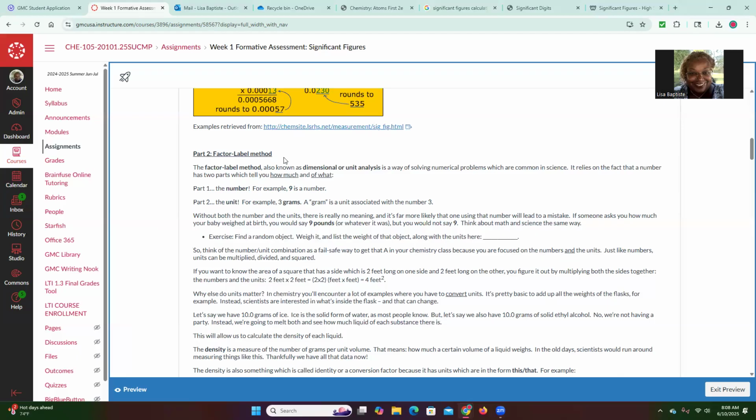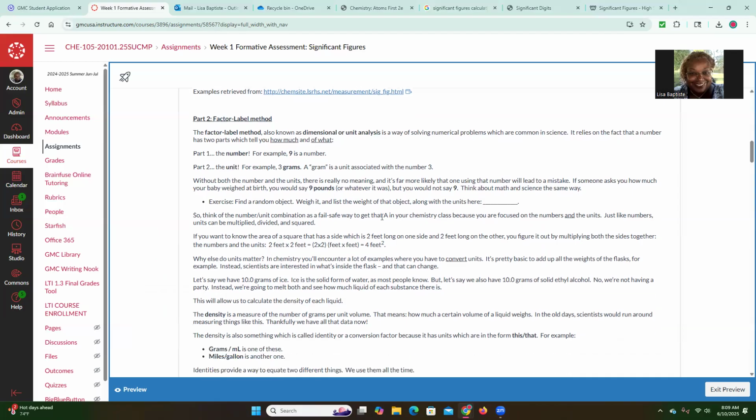And this is our way of looking at our calculations and how we set up the problems. And so, for example, nine is our number, because with every problem that we do in chemistry, our measurements contain the number and they also contain the unit. So, for example, 3 grams, the gram would be the unit. It tells you what the number three represents.